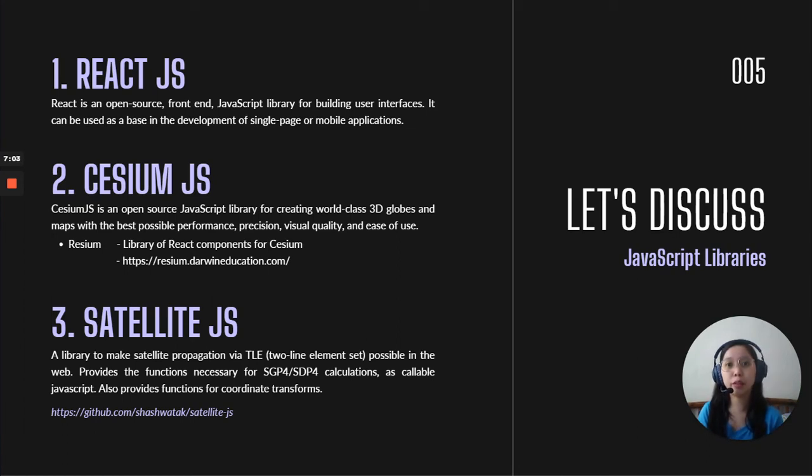Satellite.js is the library that we use to calculate the path or the track of Diwata2. So it is a library to make satellite propagation via TLE or two-line element set possible in the web. Provides the functions necessary for SDP4 calculations as callable JavaScript. It also provides functions for coordinate transform. So to learn more about Satellite.js, you may visit this GitHub repository.